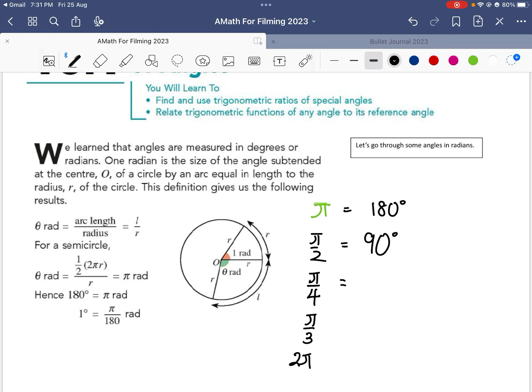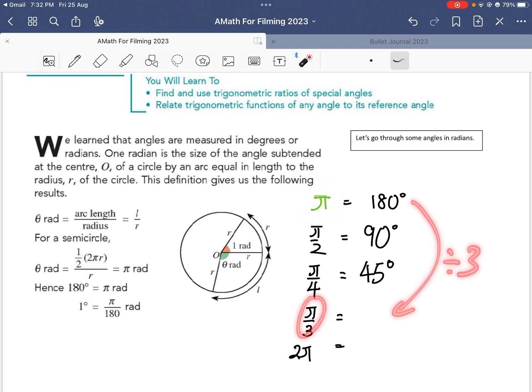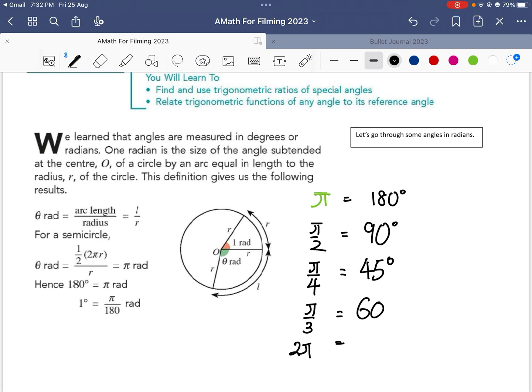Take one moment, think about it, pause the video itself. What are these 3 angles over here? When you're ready, unpause the video, I'll give you the answer. We always start with pi equals 180 degrees. If I divide by 4, 180 degrees divided by 4, and if you said it's 45 degrees, you're absolutely correct. Similarly, pi divided by 3, here I will also divide by 3, and I get 60 degrees. For 2 pi, if pi is 180 degrees, 2 pi will of course give me 360 degrees.